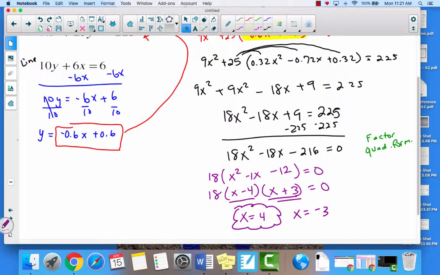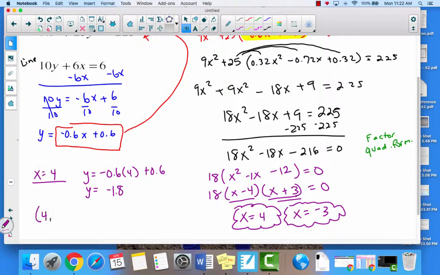Now, you don't want to stop there, because remember, when we're solving, we're looking for the intersection points, which means we have to have ordered pairs. So you need to take these x values and plug them back into your original equation. If I plug them back into this original equation here, starting with x equals 4, then y is equal to negative 0.6 times 4 plus 0.6, which gets you a y value of negative 1.8. So my ordered pair would be 4, negative 1.8. Okay, so that's one answer.